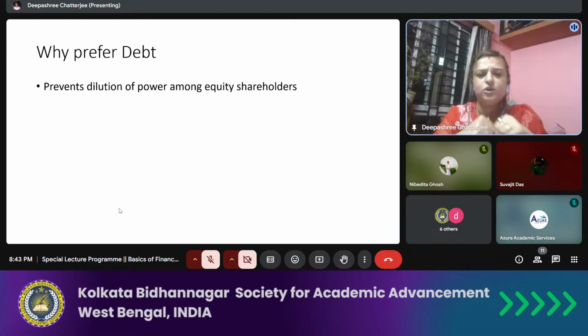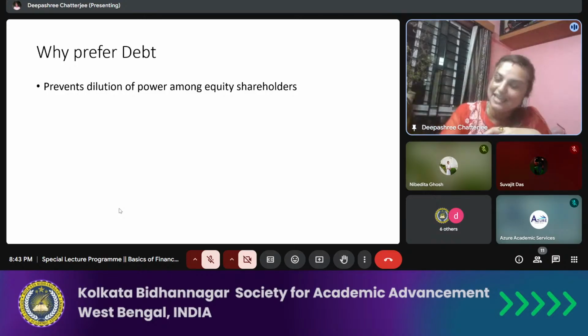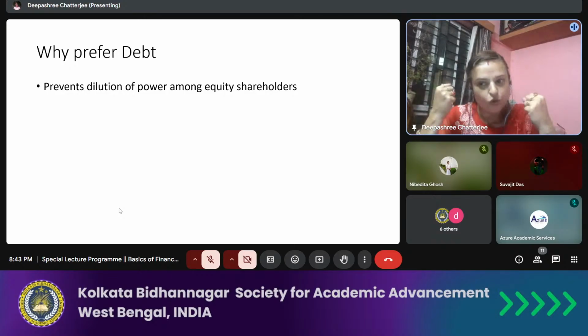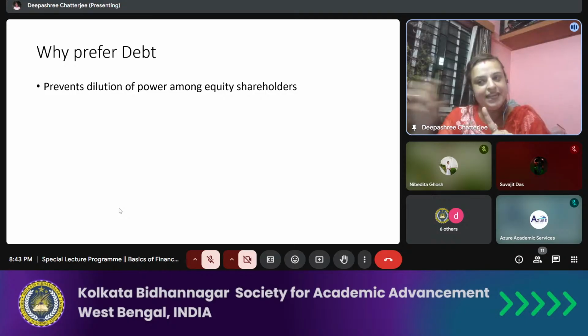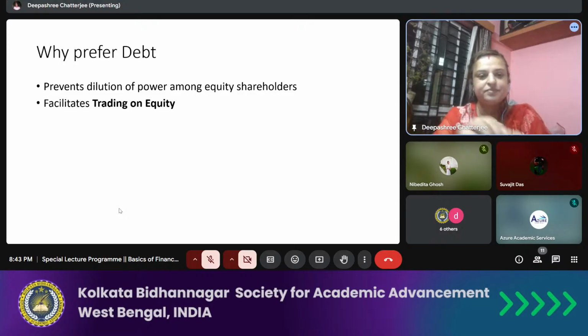Excellent. Well done. Very good, students. So the equity shareholders would like the power to be concentrated in their hands, so that whatever they say is followed, right? Whoever they vote for gets selected in the board of directors. Whatever they demand, that happens, right? This can only be done if we raise funds through debt capital, because obviously providers of debt capital do not have the voting right. So whenever we take funds through debt capital, we prevent dilution of power.